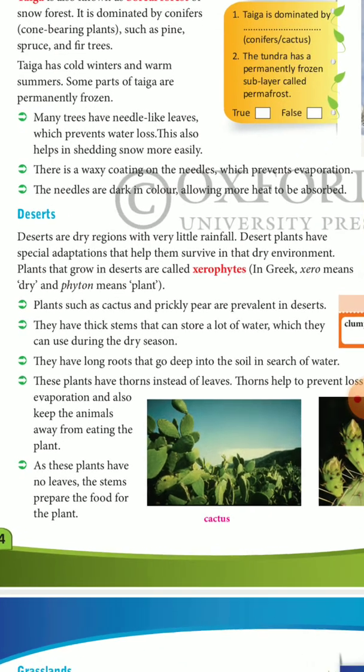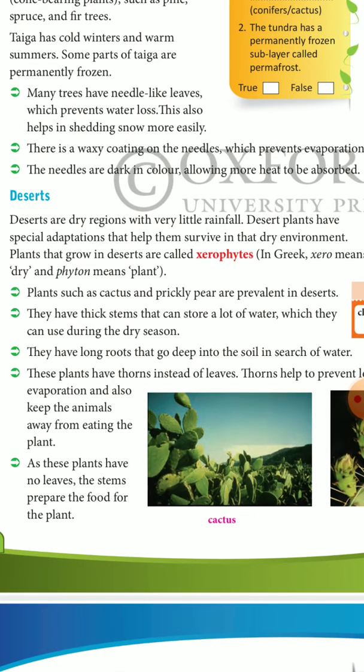Then as these plants have no leaves, the stem prepares the food. I told you the thick stem will carry out the function of making the food for the plant. Clear? So the desert plant also has a lot of adaptation.